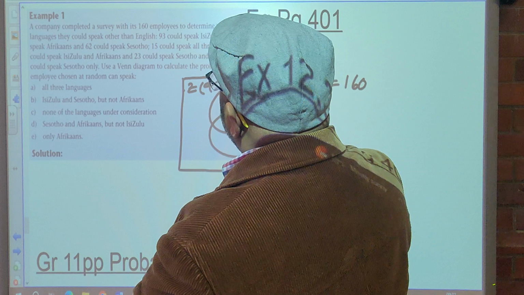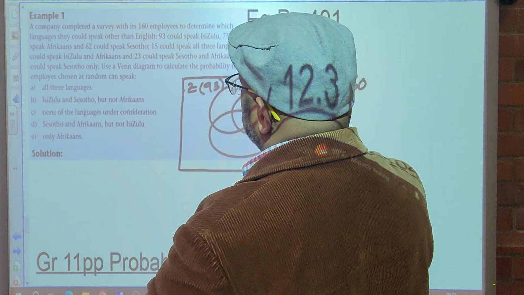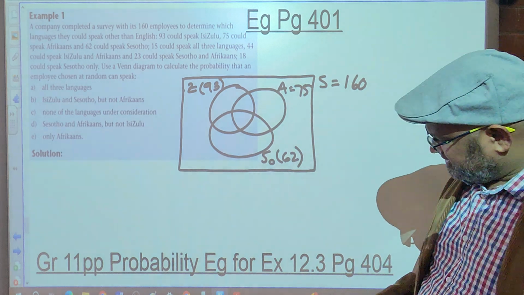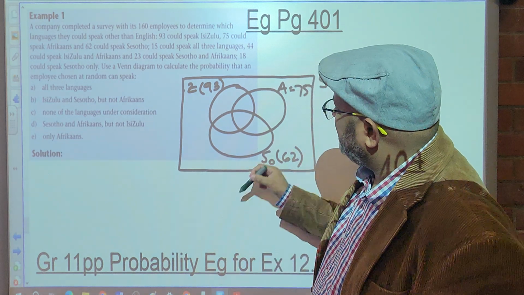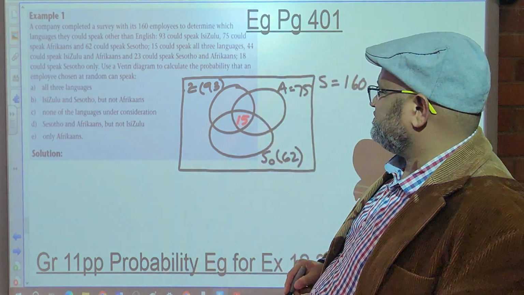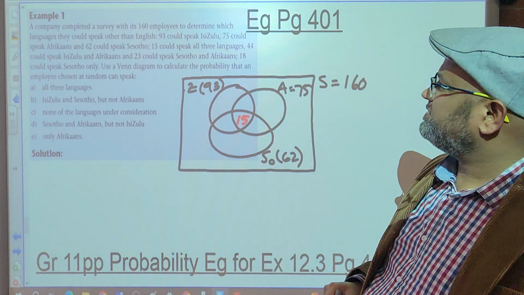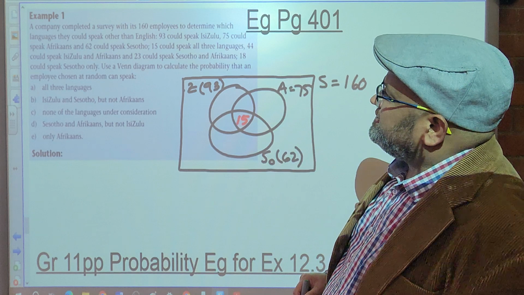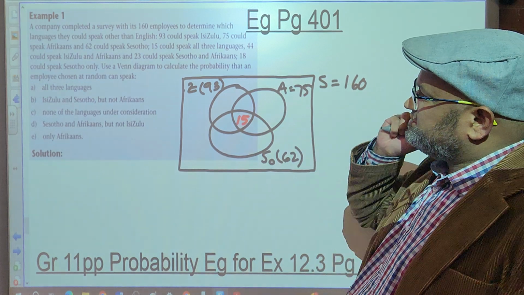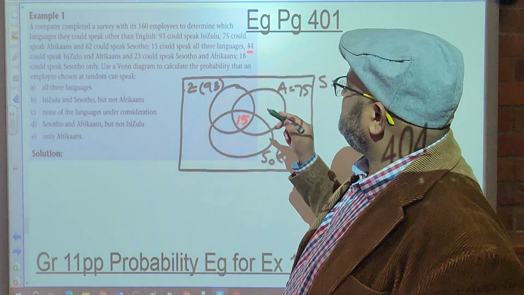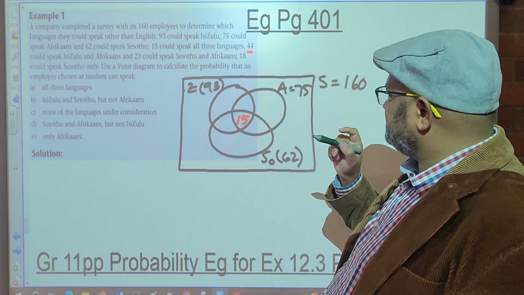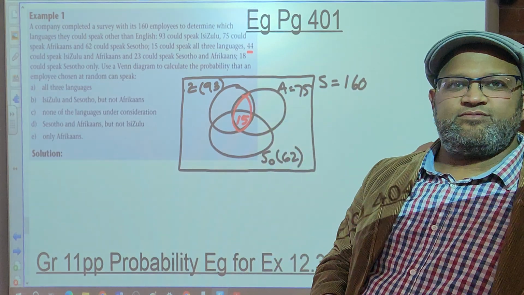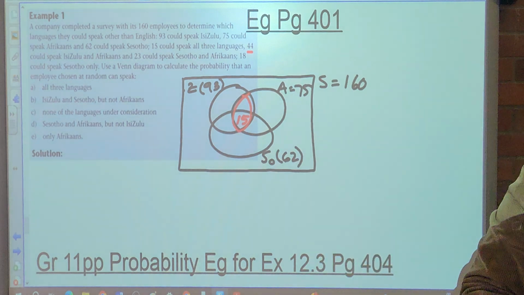"15 could speak all 3 languages." So where do you think the 15 will go? In the middle. So the 15 goes there. Okay. 44 could speak Zulu and Afrikaans. So that adds up to 44. Can you see that, people?